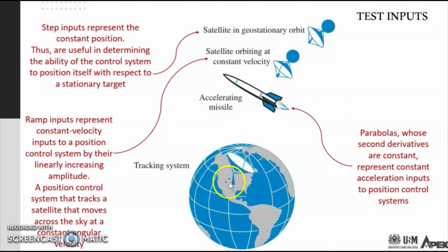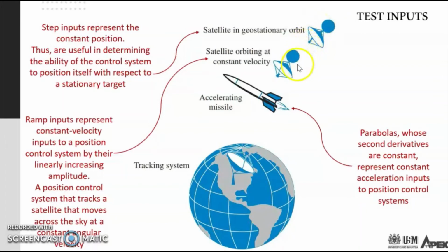So if you want from your antenna, let's say you want to observe the satellite in a geostationary orbit, you can use step inputs that represent a constant position. So the step inputs are useful in determining the ability of this control system to position itself with respect to a stationary target here. Okay, so that's for step inputs.